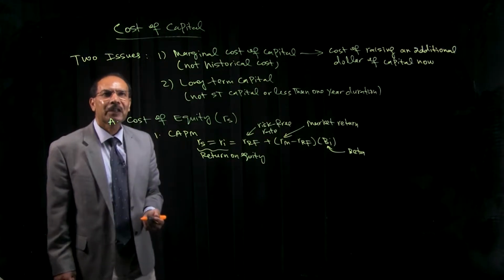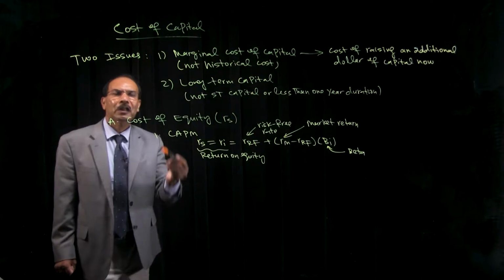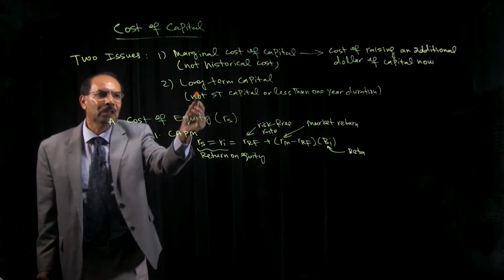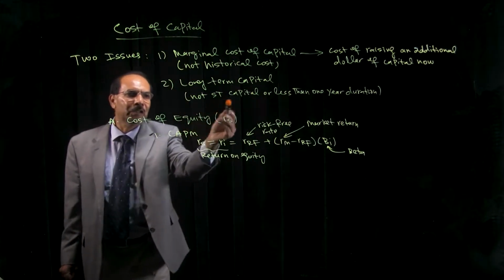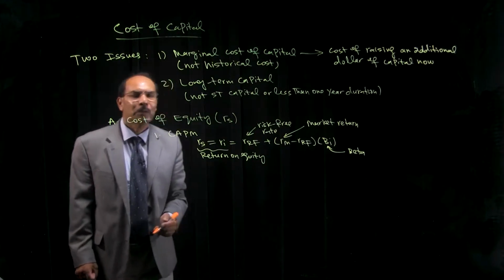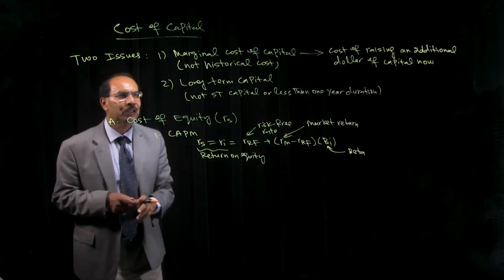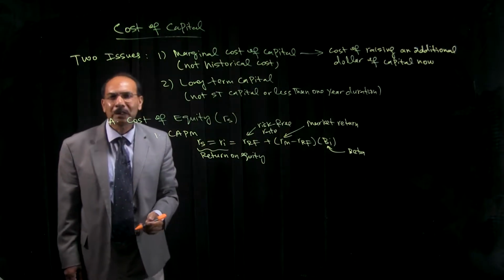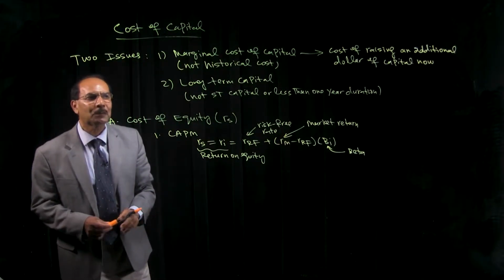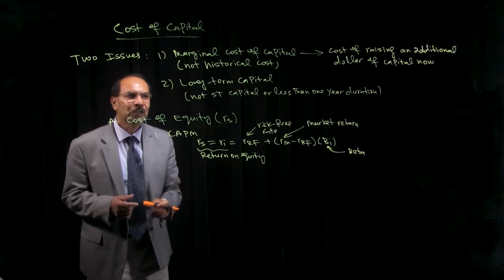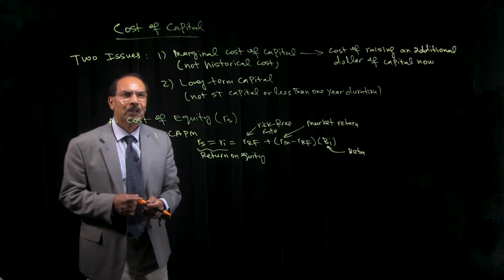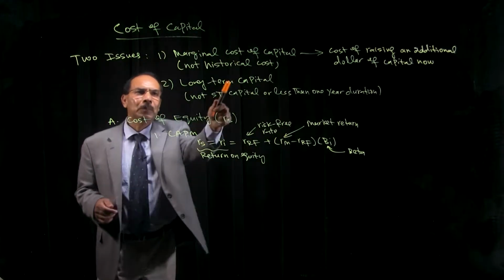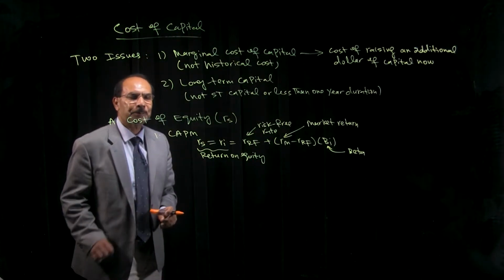Second thing that we need to be careful about in calculating the cost of capital, we are really not interested in the short-term capital where the firm could borrow the money for less than a year. Here we are really talking about long-term capital, the money that is going to be with the firm for at least 5 years, hopefully longer. So it should be the marginal cost of capital and the long-term capital.